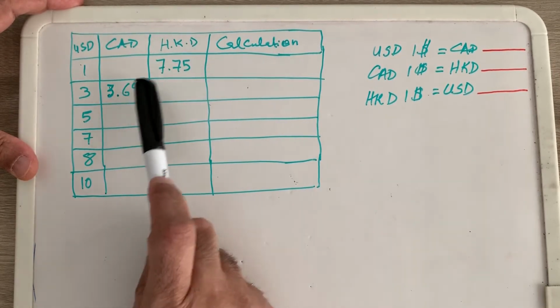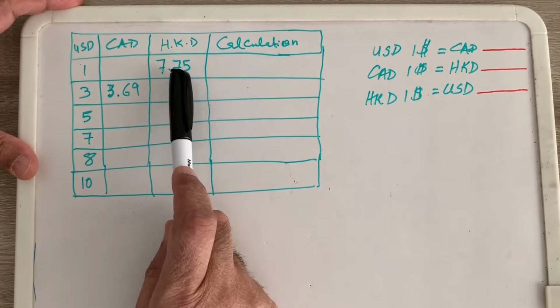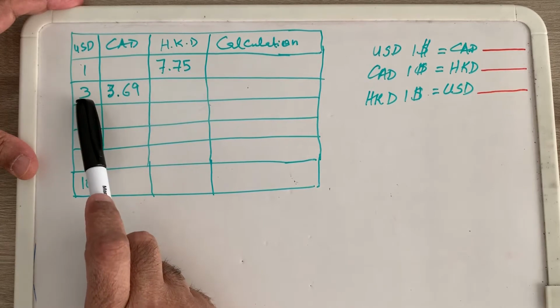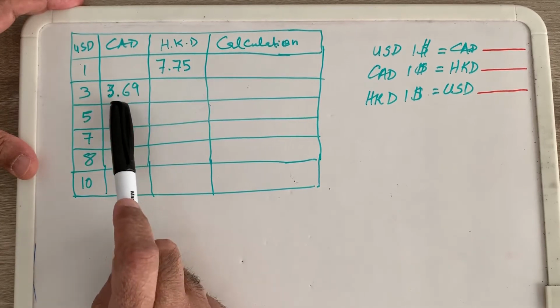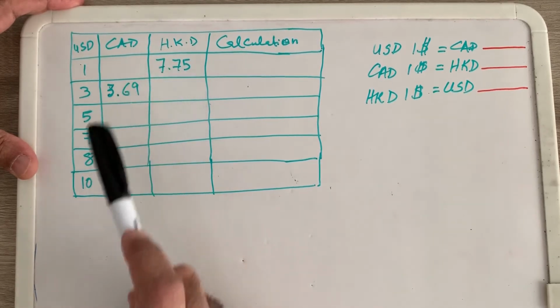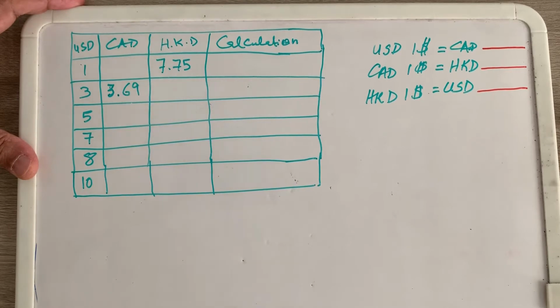So two things are given here, that 1 USD is equal to $7.75 Hong Kong dollar, and here 3 USD is 3.69 Canadian. So two things are given, and with the help of these two ratios, we have to find out and fill up the table.